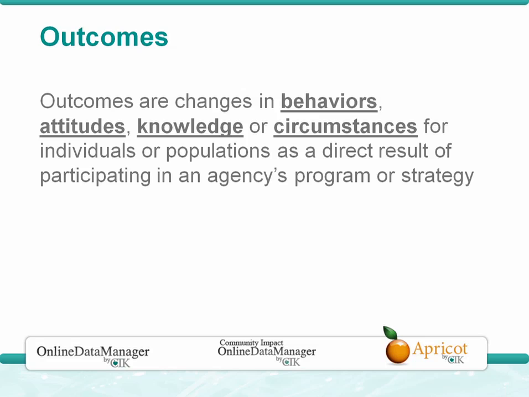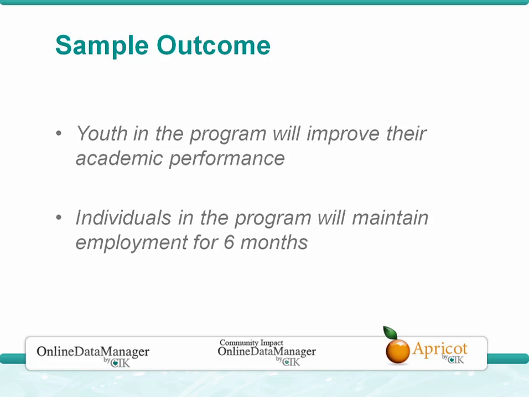Outcomes, this is where we begin to look at the impact of our work, because outcomes are changes in behaviors, attitudes, knowledge, or circumstances for individuals or populations as a direct result of participating in an agency's program or in a strategy. And so outcomes are really the changes that have occurred. Samples of outcomes are the youth in the program will improve their academic performance, or individuals in the program will maintain employment for 6 months. So that becomes the outcomes, which is just looking at what we are trying to achieve, what changes we are trying to have occur.